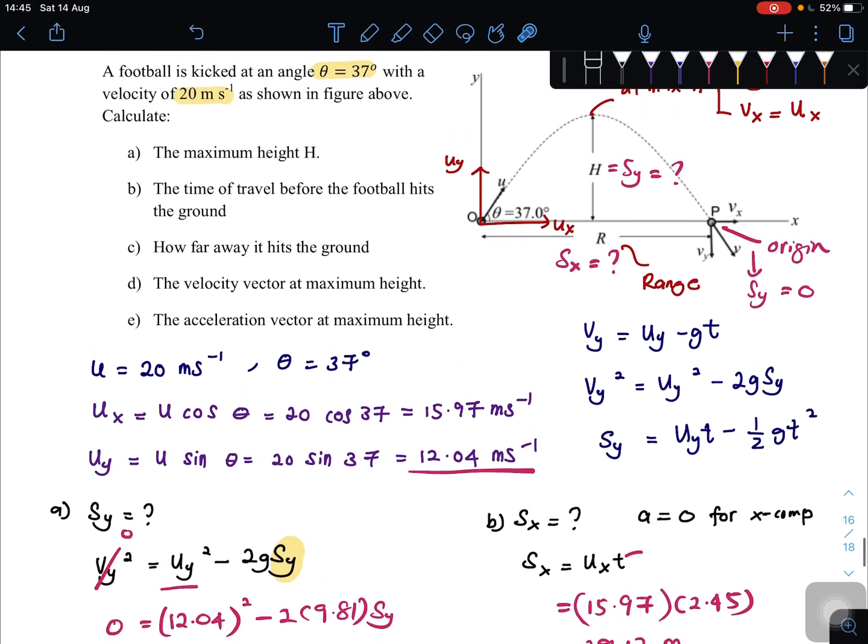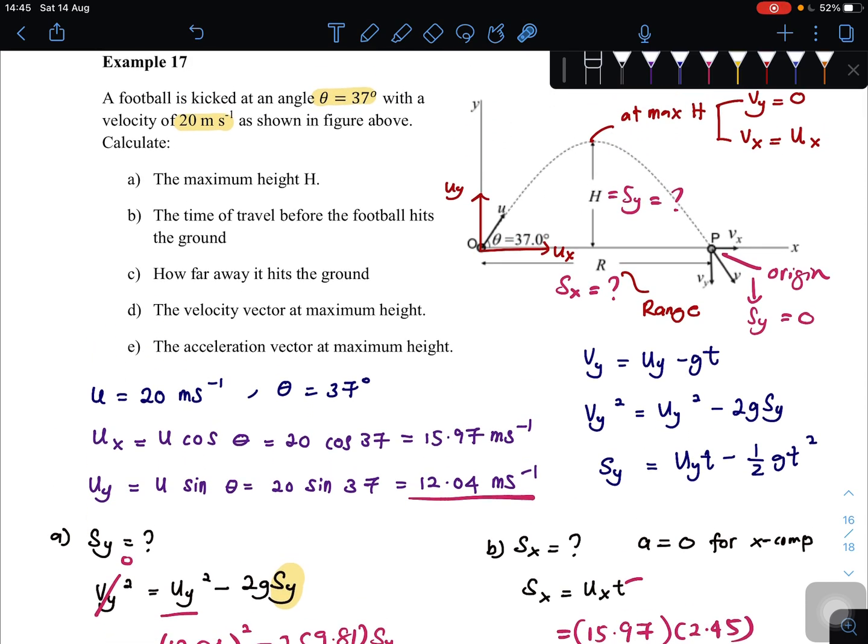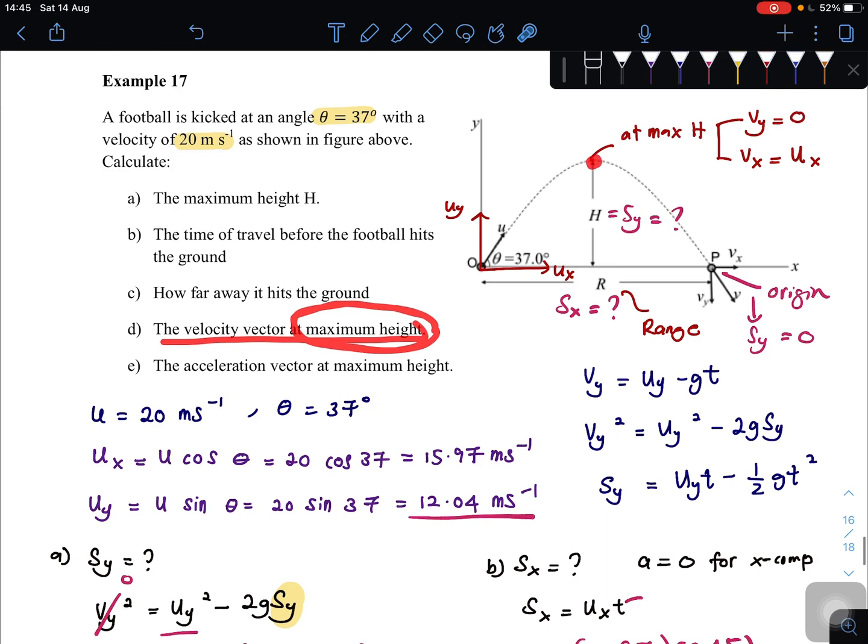Okay. Next one, calculate the velocity vector at maximum height. So at maximum height, which is dekat point ni, we want to find what is the velocity. Okay, apa maksud velocity vector ni? Bermaksud adalah we want to find the direction and also the magnitude. Sebab dia bagi tahu velocity vector. So you need to find direction and also magnitude here.